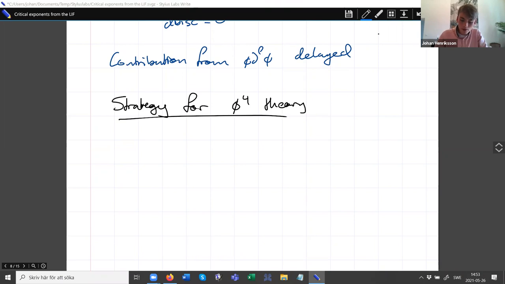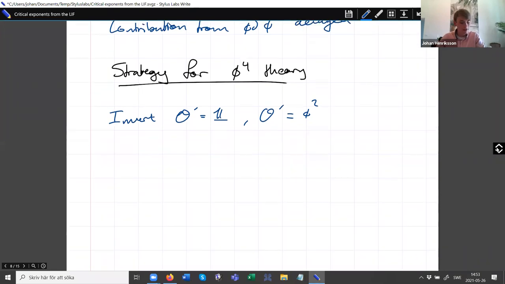So the plan will be as follows. It will be to invert the O prime equals identity. And then it turns out that the only other operator you need to consider to leading order is this phi square operator. I can come back to that later, why we don't need to worry about the other ones.